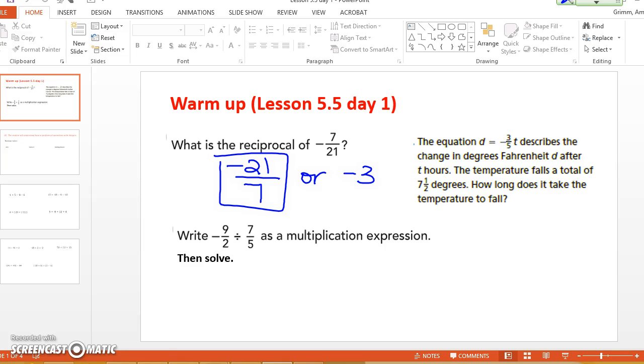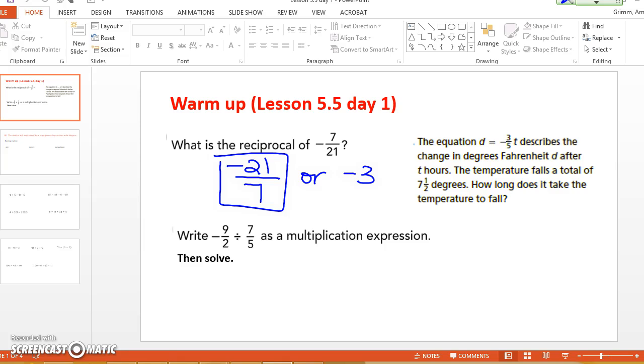Write negative 9 over 2 divided by 7/5 as a multiplication expression, then solve. What would be the multiplication expression, Lily? Oh, sure, I'm sorry, go ahead. So on our test, which one would they use? Probably the first one, because they just wanted the reciprocal. Now, sometimes they'll put in blue, make sure it's in simplified form. Then you would want the negative 3. Good question. Okay, what's the multiplication expression on the next one?